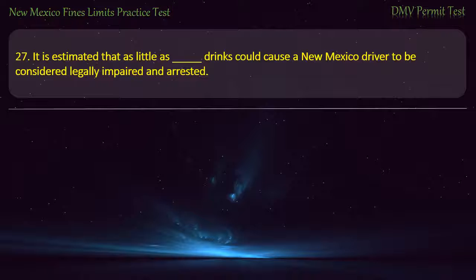Question 27. It is estimated that as little as drinks could cause a New Mexico driver to be considered legally impaired and arrested. 2. 4. 5. 3. Answer. 2.